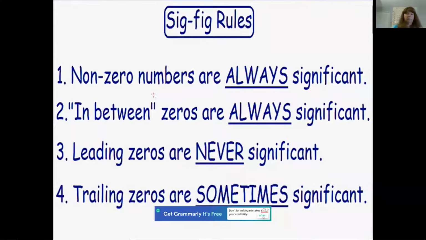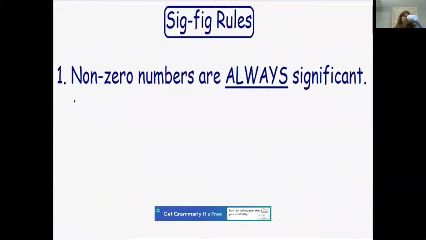So I wrote for you 4 different rules. Let's start with rule number 1. And rule number 1 says non-zero numbers are always significant. I think this rule is pretty self-explanatory. It's probably the easiest out of the 4. So let's go over some examples of this.